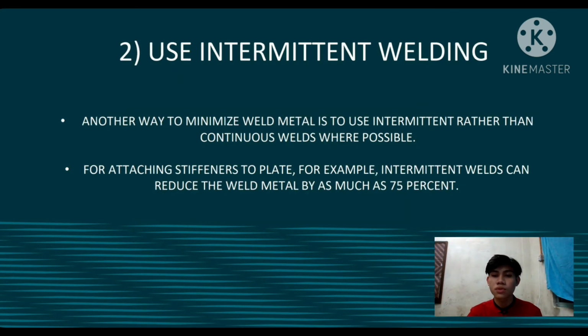Number 2. Use intermittent welding. Another way to minimize weld metal is to use intermittent rather than continuous welds where possible. For attaching stiffeners to plate, as an example, intermittent welds can reduce the weld metal by as much as 75%.